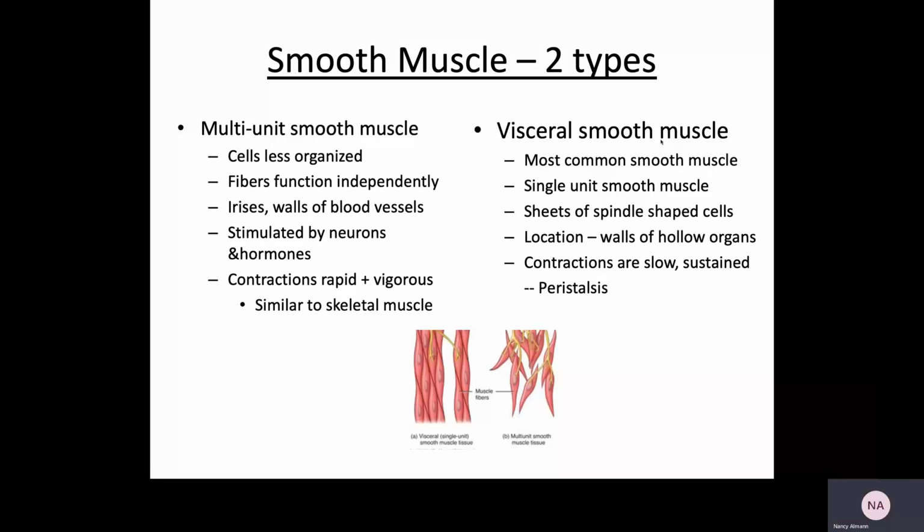You have single unit smooth muscle cells, and they're going to be sheets and sheets of spindle-shaped cells that we talked about. You will find them in the walls of hollow organs, so the small intestine, the large intestine, the stomach, the esophagus, the ureters, the urinary bladder, the urethra. The contractions of these muscles are slow and sustained. Think peristalsis.